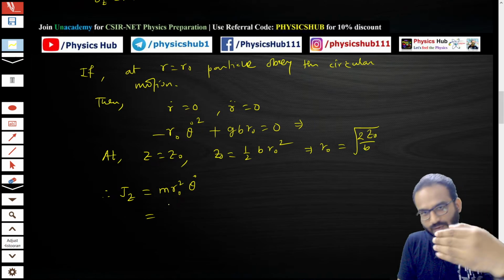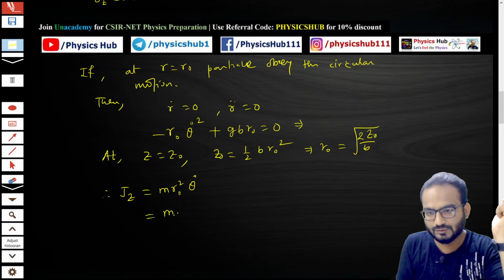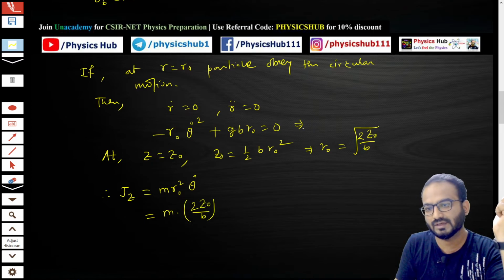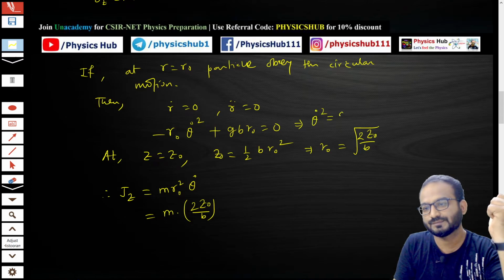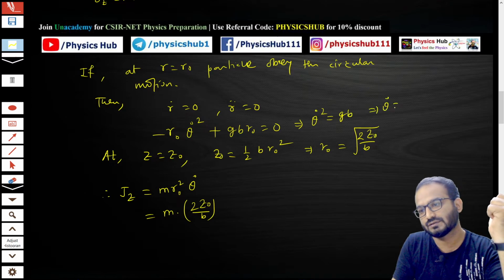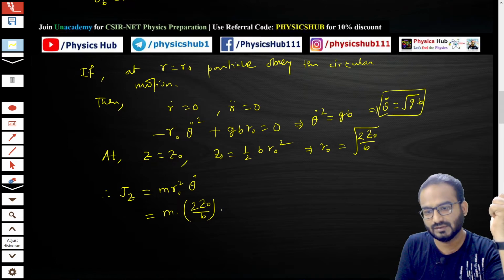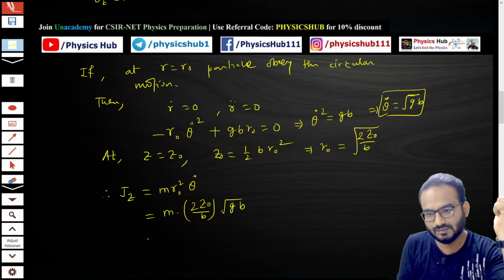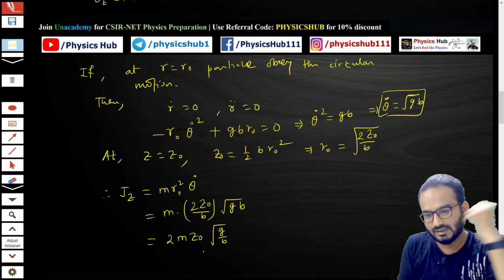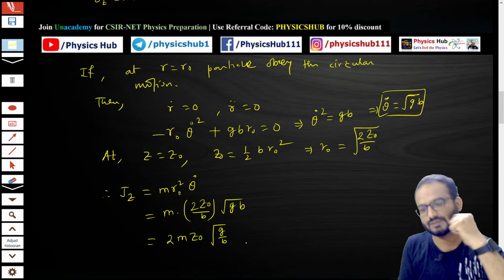Now because angular momentum is always conserved, m into r naught square, and this is 2 z naught by b. We have got that, and theta dot we can find out from here. Theta dot square equals g b, therefore theta dot equals root over g b. So just put this value here, root over g b. The b gets cancelled. So we get 2 m z naught root over g by b.